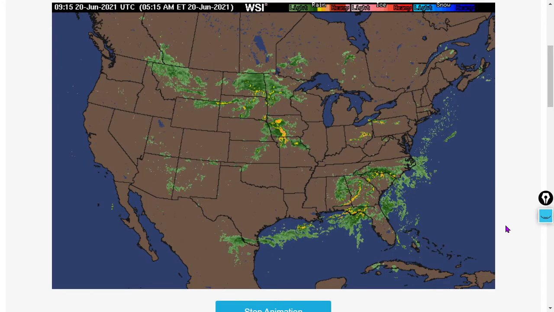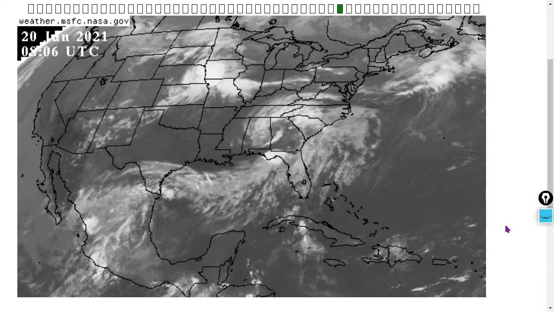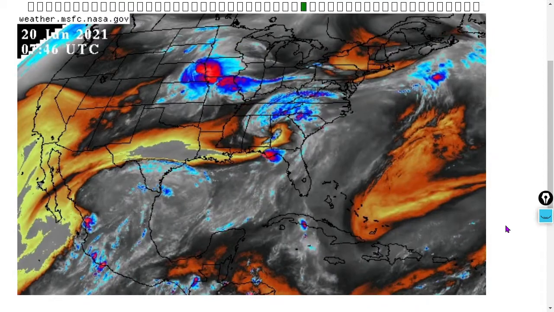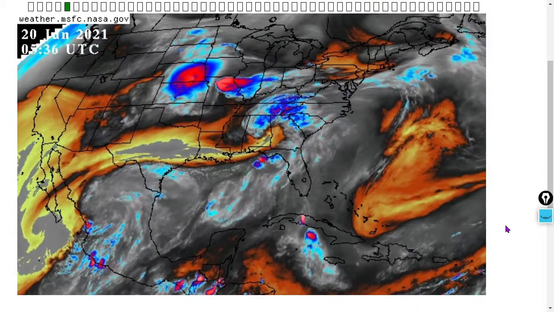Anyway, there's the U.S. Doppler radar once again. There's the cloud layer. And there's the water vapor map. Hopefully that gives you some insight.